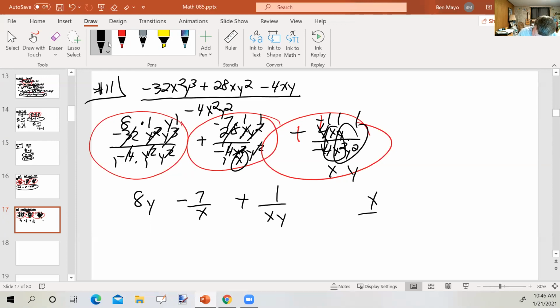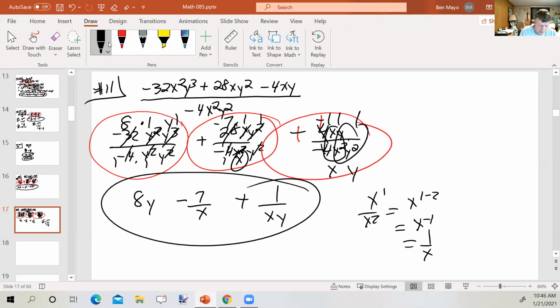Okay, again, if you have x over x squared, that's like x to the 1 minus 2, which is x to the negative 1, which is 1 over x, and then the same thing with the y's. So there's the final answer on that problem. Any questions there?